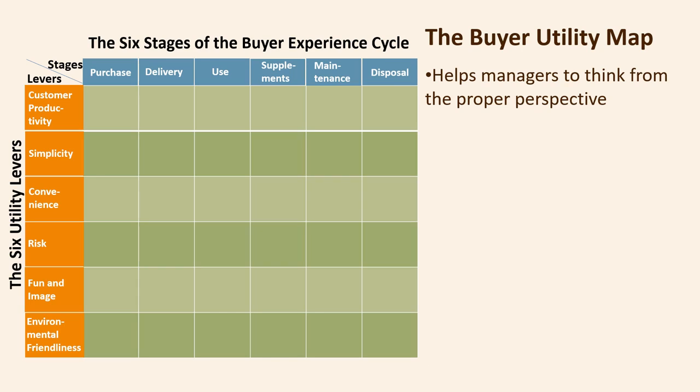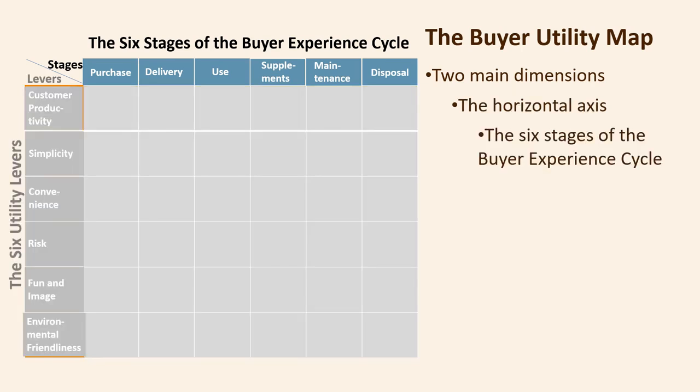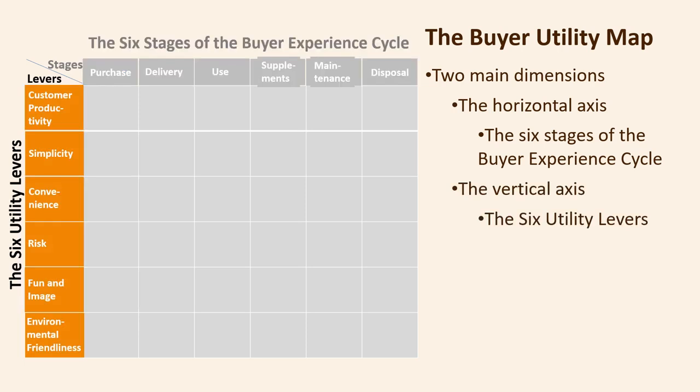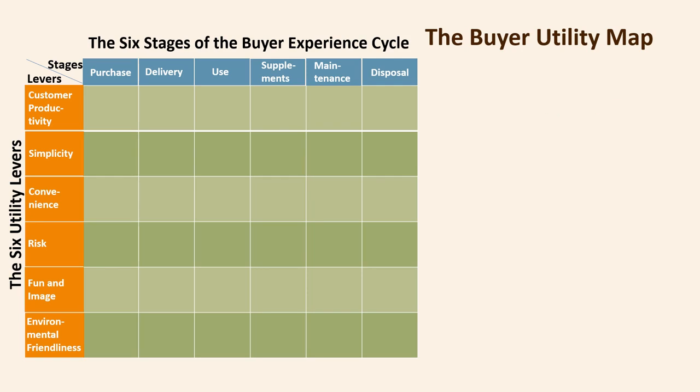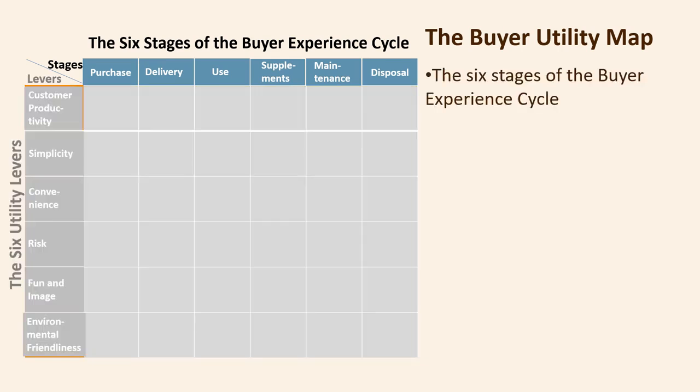The Buyer Utility Map helps to get managers thinking from the proper perspective. The map has 2 dimensions. On the horizontal axis, you find the 6 stages of the buyer experience cycle. On the vertical axis, you find the 6 utility levers. The 2 dimensions form a matrix consisting of 36 spaces. We will review one dimension at a time.